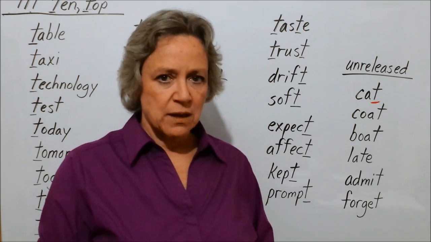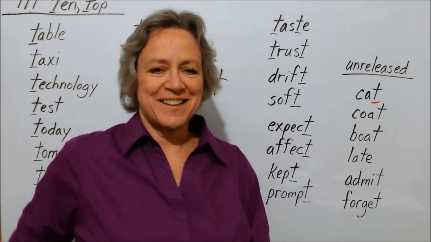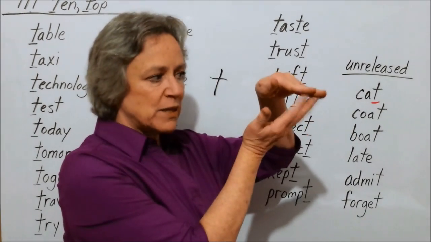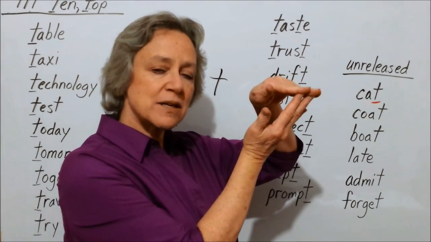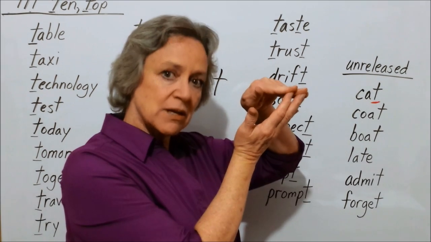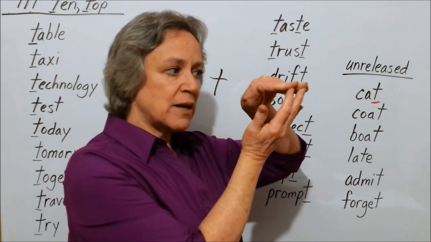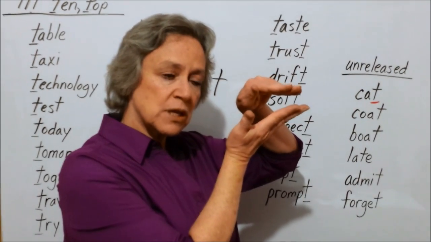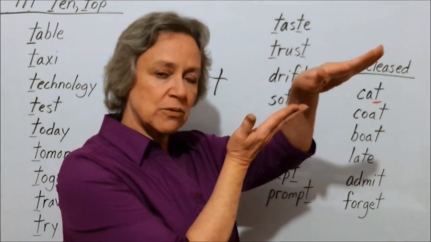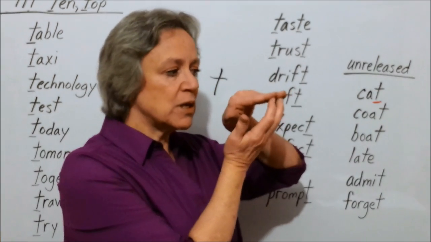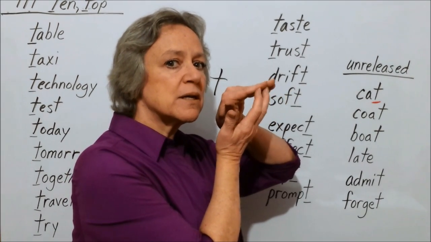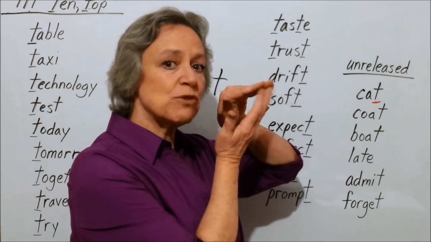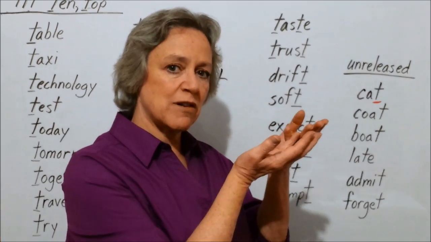So if this is the top of my mouth, this is my tongue, so my tongue touches to make the T sound. It touches, it stops the air, then it releases the air. So the tongue moves, it releases, the air comes out of my mouth, and we hear the sound. Okay, that's releasing the air that's coming out of my mouth.